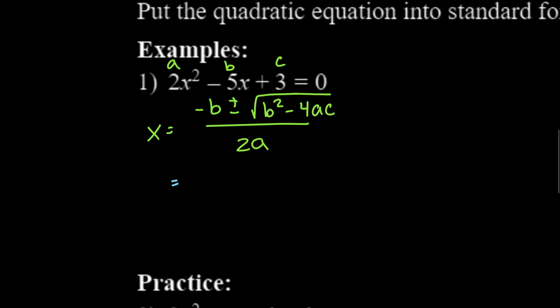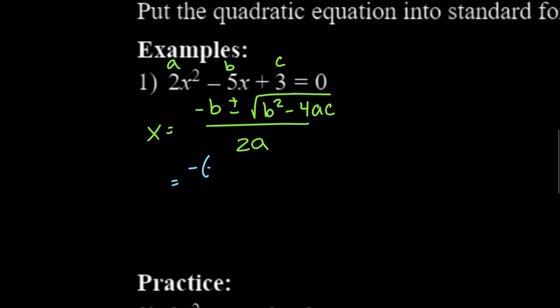It's your variable equals. So what is our b value? Negative 5. So what is negative 5? Positive 5 plus or minus the square root of, what is negative 5 squared? Maybe I should show you I'm actually plugging these in, huh?